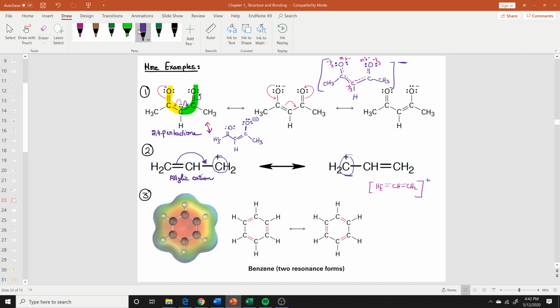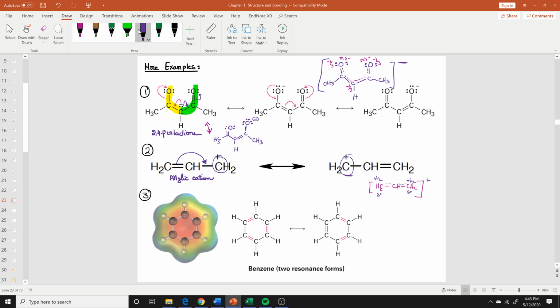So this is going to be positive half, this is going to be positive half over there to make a total charge of positive 1, or you can do partial positive on that carbon and partial positive on the other carbon, whatever you want to do. Okay.